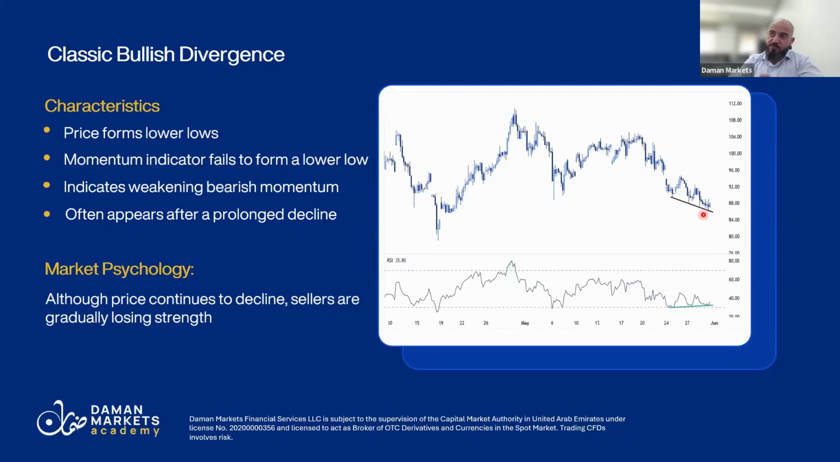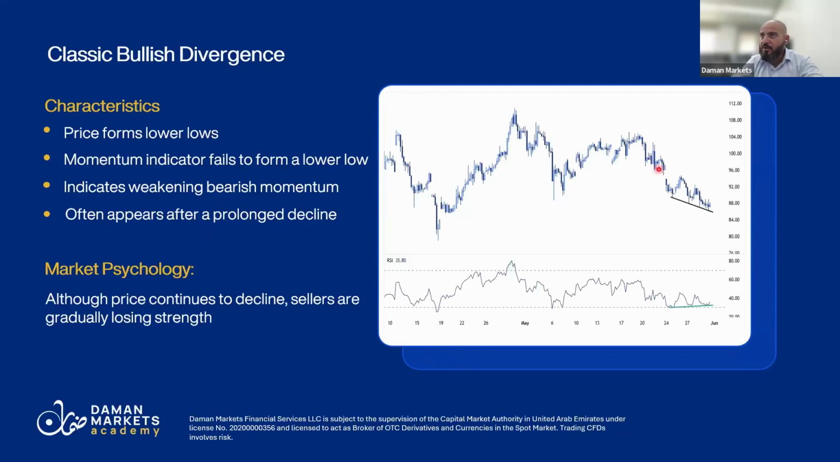In the normal case, what should the momentum oscillator be doing? It should also be printing lower lows. However, in a bullish divergence, the momentum indicator fails to form a lower low. Prices form lower lows, but the oscillator fails to form lower lows. This indicates weakening bearish momentum, and often appears after a prolonged decline.